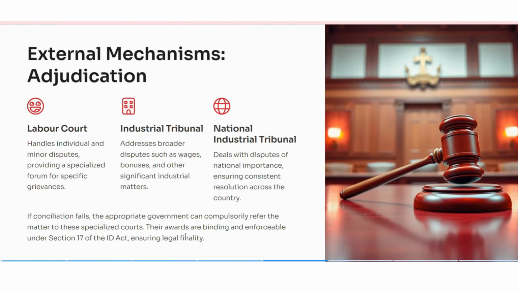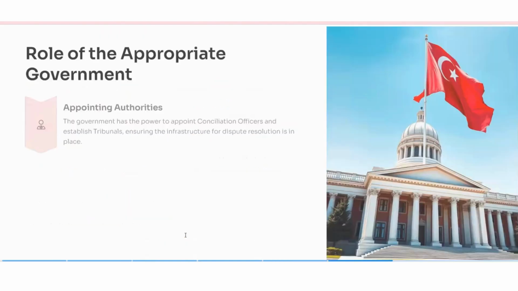If conciliation fails, appropriate government can compulsorily refer the matter to these specialized courts. Their awards are binding and enforceable under Section 17 of Industrial Dispute Act, ensuring legal finality.